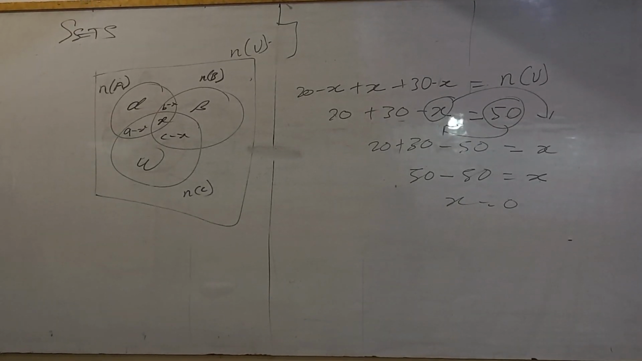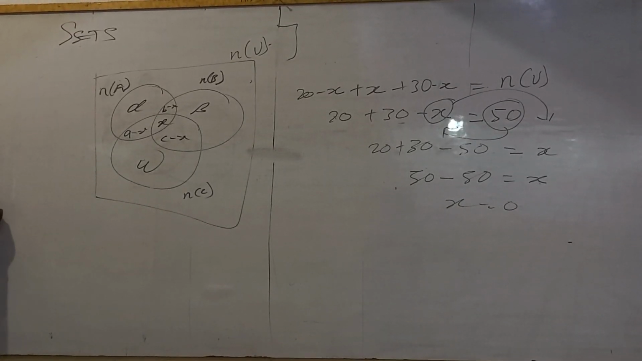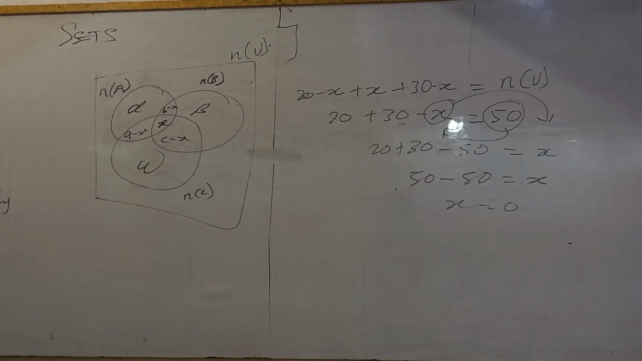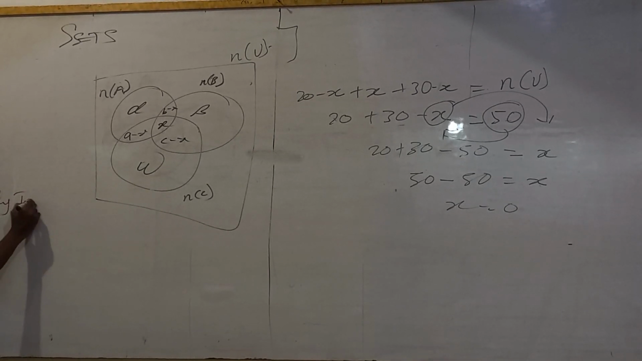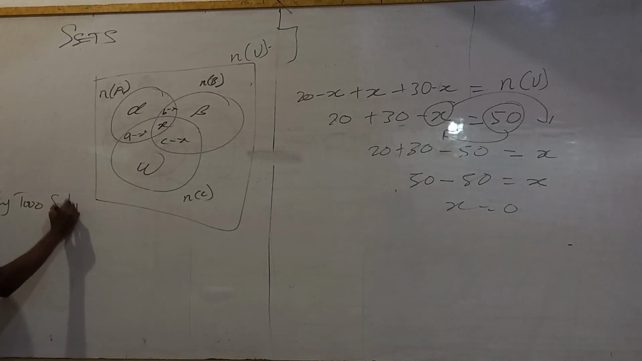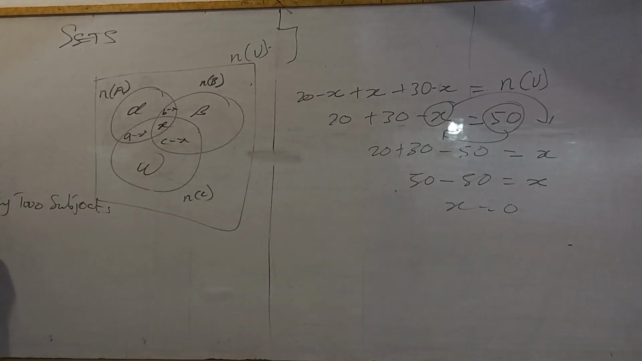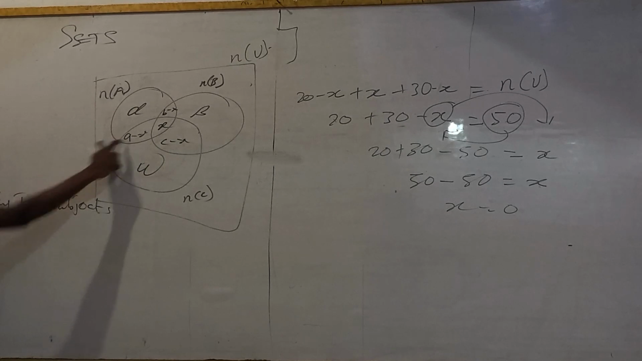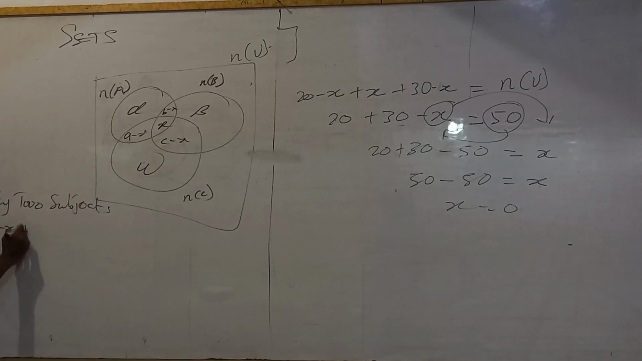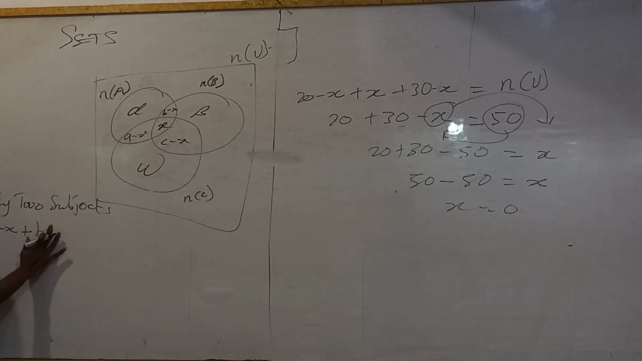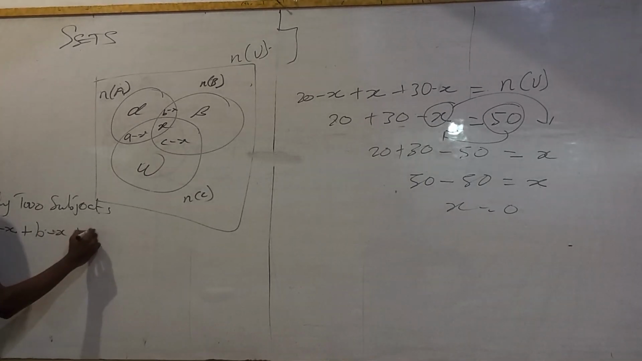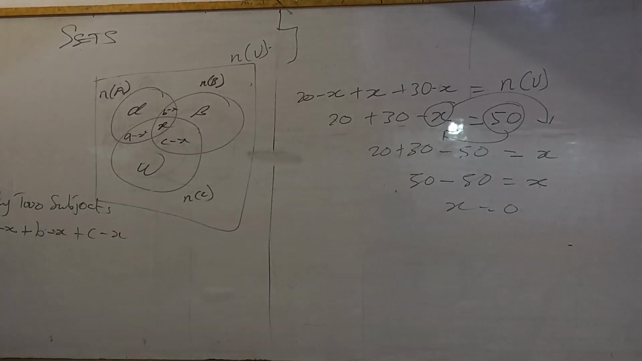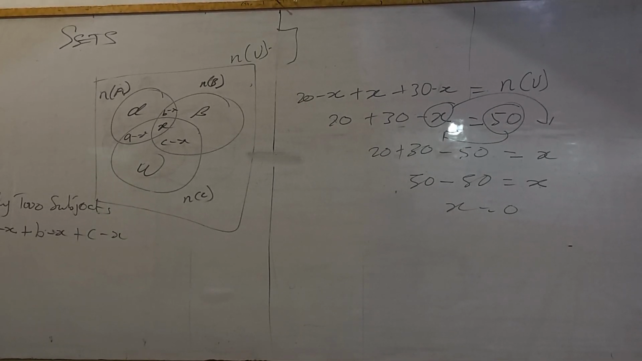So for only 2 subjects. When they say I find only 2 subjects, do you get it? You'll be hearing these terms. These are the things you are going to look for. A minus x plus B minus x plus C minus x. When you are talking of only 2 subjects, this is what you are going to use.